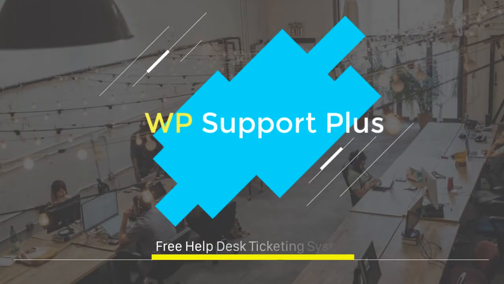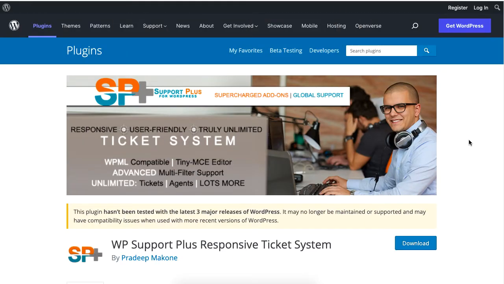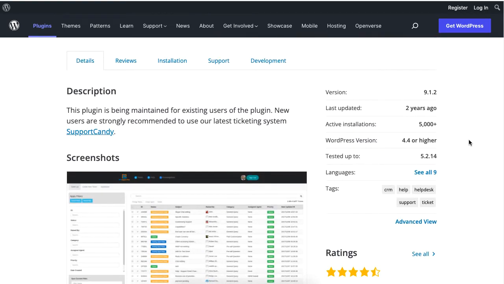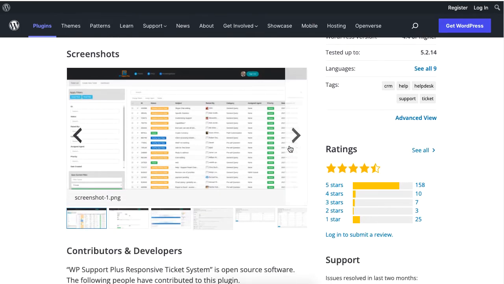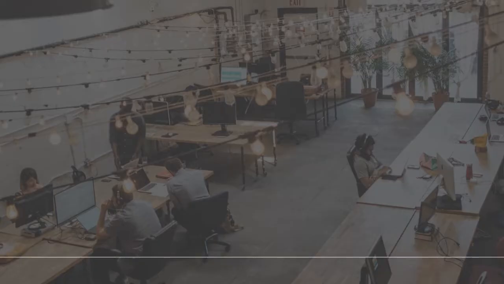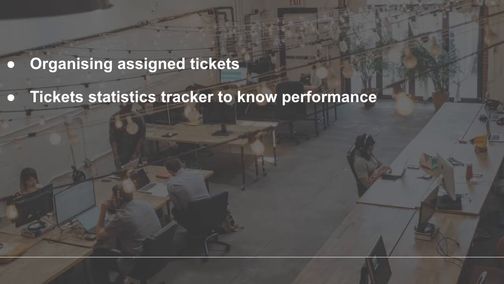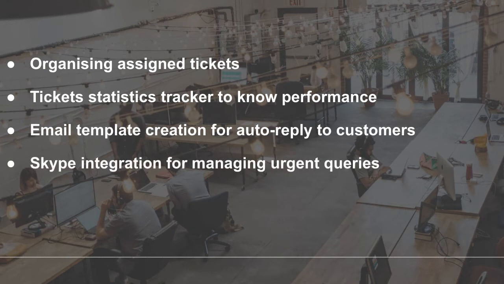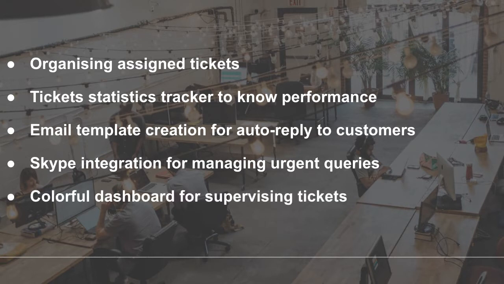WP Support Plus is one of the most popular customer support plugins in WordPress. There are front-end submission forms in this tool, and the amazing part of it is you can customize the ticket creation form with 6 different types of custom fields. Features include organizing assigned tickets, ticket statistics tracker to know the performance, email template creation for auto-reply to customers, Skype integration for managing urgent queries, and a colorful dashboard for supervision of tickets.